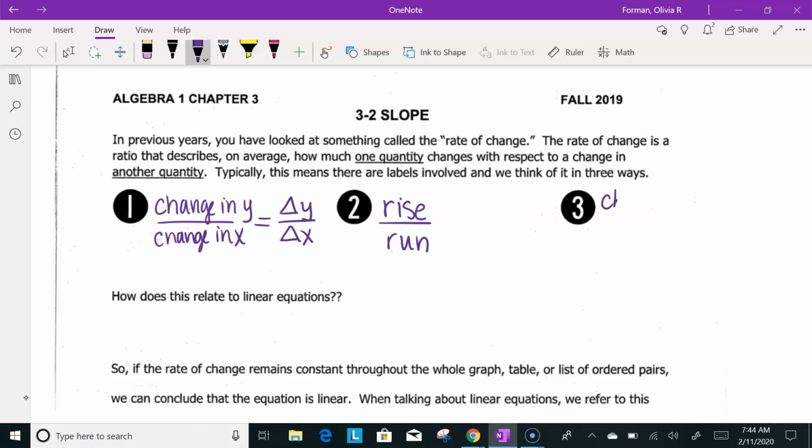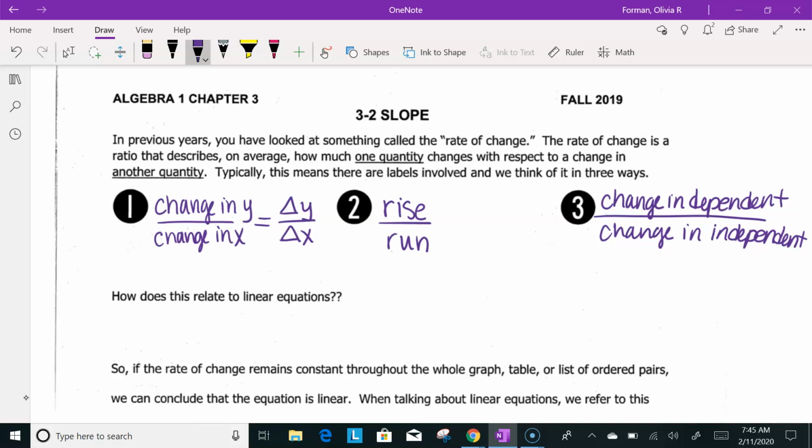The third is that you might think of it as the change in dependent over the change in independent. And this goes back to when we talked in chapter 1 about how the y values are our dependent values, the x are independent values. So when you're saying change in the dependent over change in the independent, that's just saying the change in your y's divided by the change in your x.